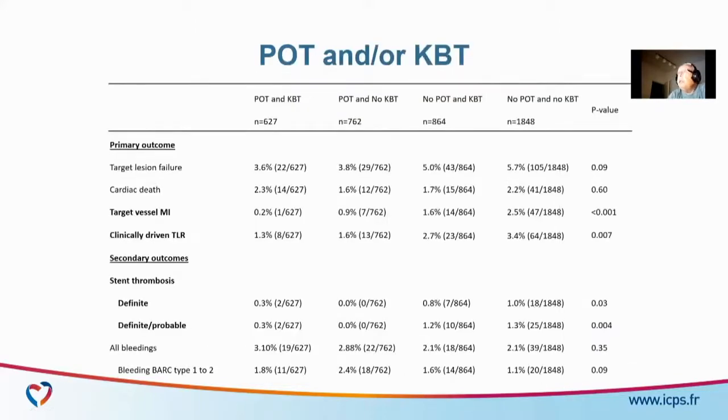Do we have any synergy between POT and KBT? It's not so clear. We have here a distribution of patients having POT and KBT, POT with no KBT, no POT and KBT, and none of them. You can see that we have progressive increase in terms of target MI and clinically driven TLR. We have significant values for the difference for these 2 points, and also a slight interaction with stent thrombosis. But of course, it's difficult to demonstrate this synergy considering the extremely low rate of events we have in the group of patients having POT and KBT.